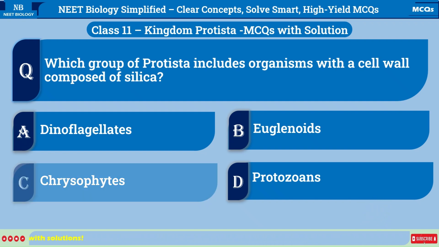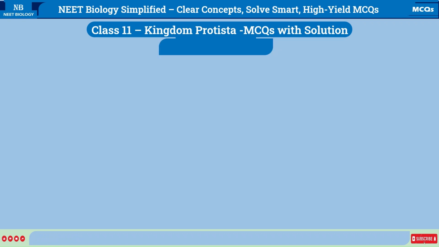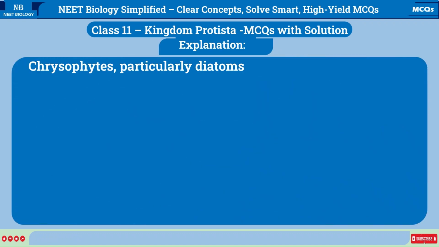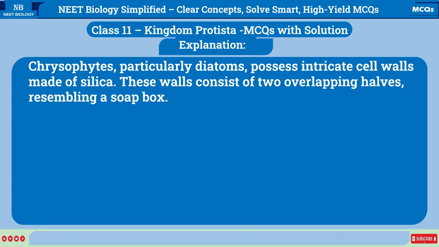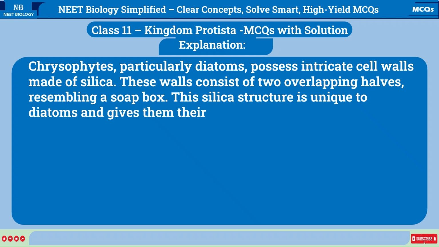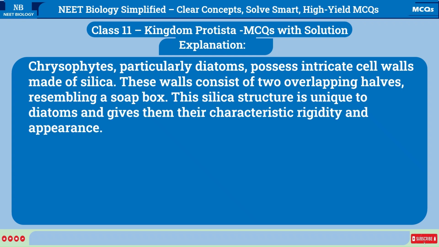Correct answer is C. Chrysophytes. Explanation: Chrysophytes, particularly diatoms, possess intricate cell walls made of silica. These walls consist of two overlapping halves, resembling a soap box. This silica structure is unique to diatoms and gives them their characteristic rigidity and appearance.